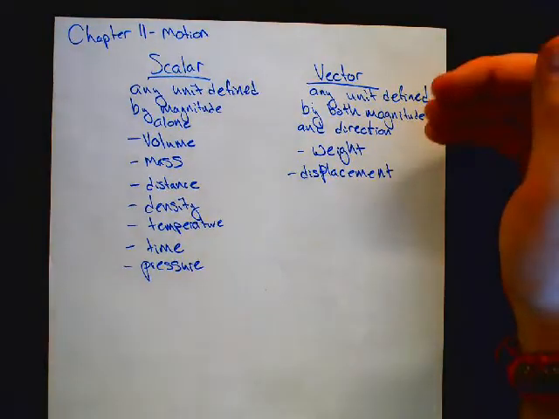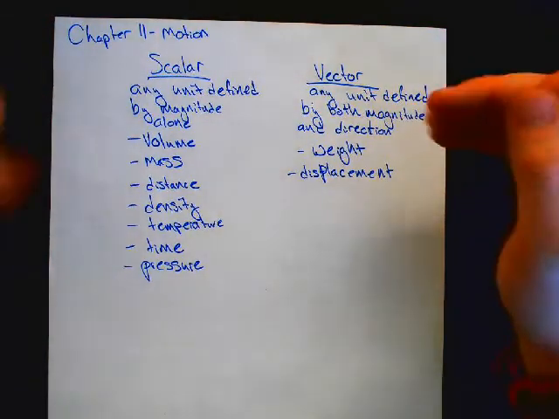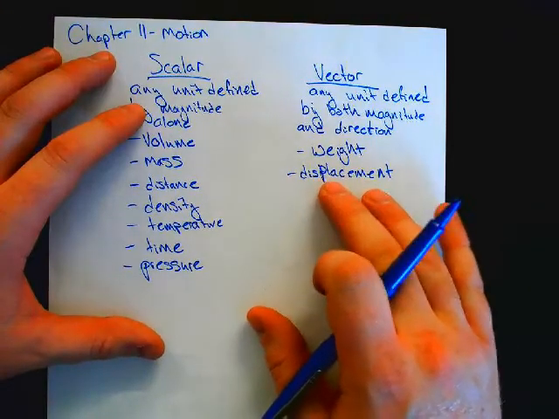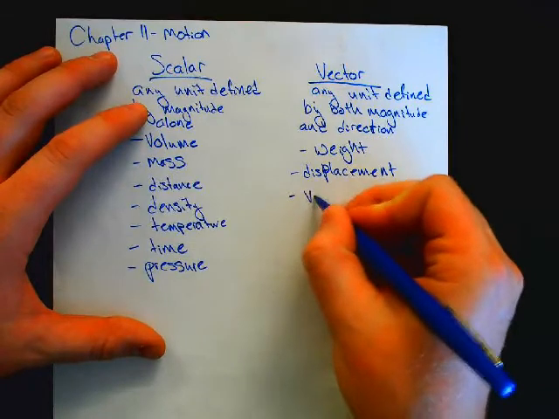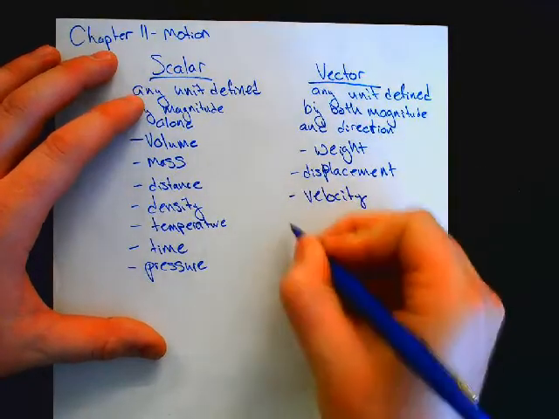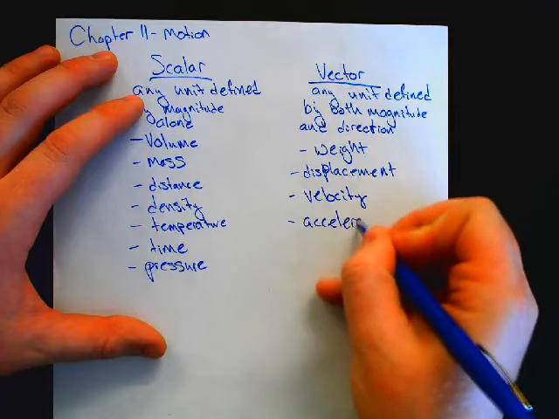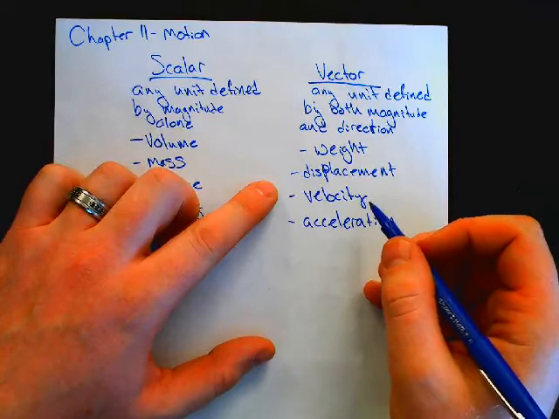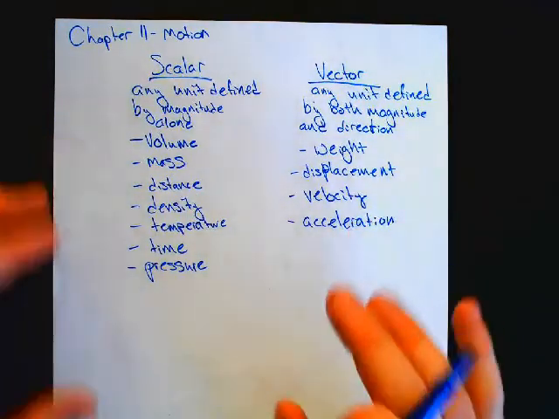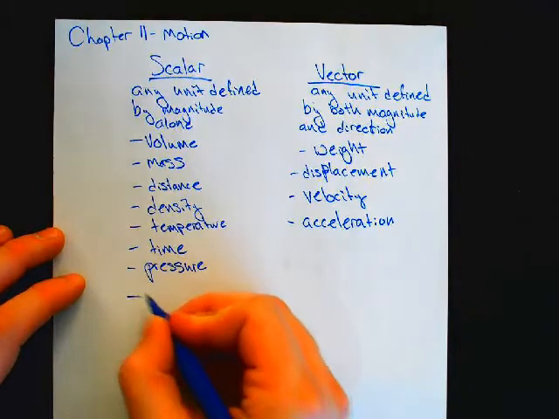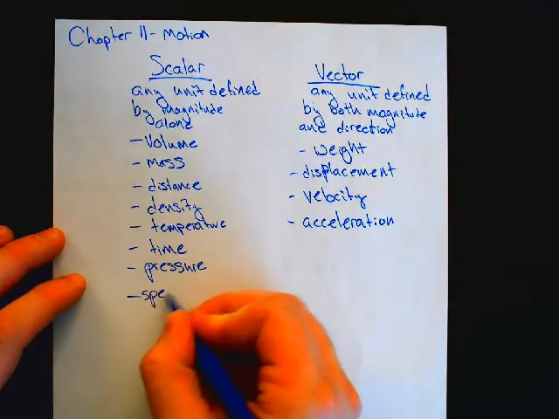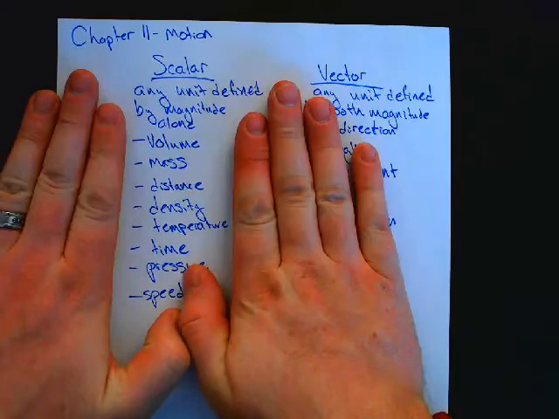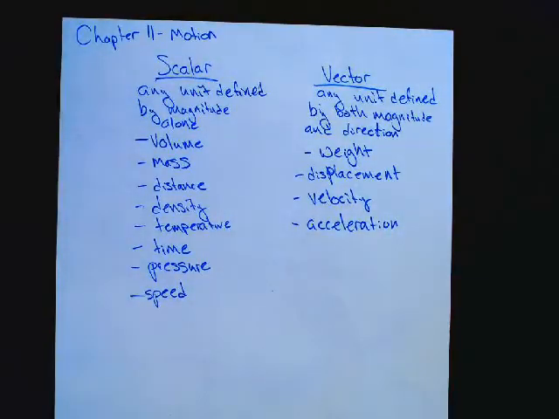Now, vector units are going to be things that have a specific direction. Weight acts down. Displacement is how far you're moving in a certain direction. We can also talk velocity, acceleration, the things that you had arrows with on your simulation. And over here in the scalars, we're also going to throw in speed, and I'll explain that one in a minute. So scalar versus vector units. Scalar units are any that don't have a direction. Vector units are ones that do have a direction.